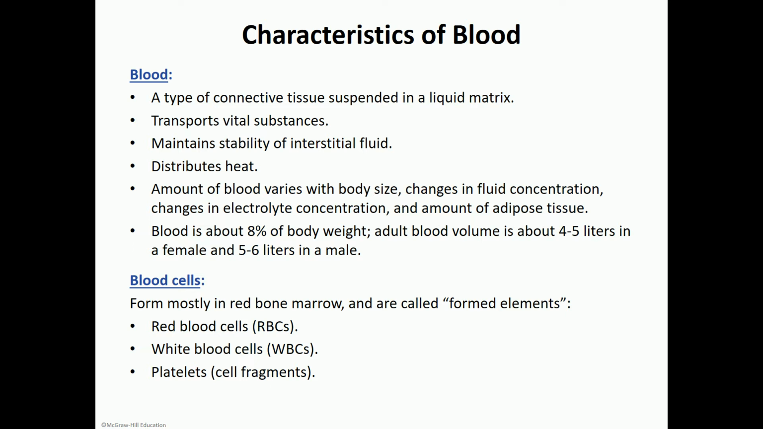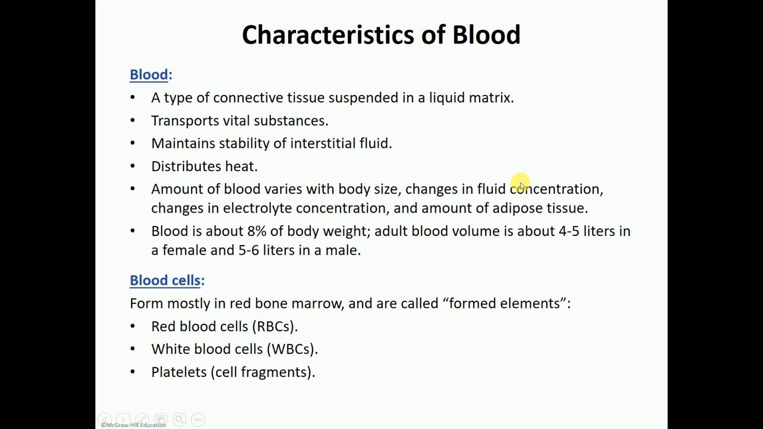The amount of blood varies from one person to another. So on average, an adult would have about 5 liters of blood. But it differs according to body size. It differs according to electrolyte concentration. So if somebody has more sodium or more salt intake, that would obviously lead to a higher blood volume.